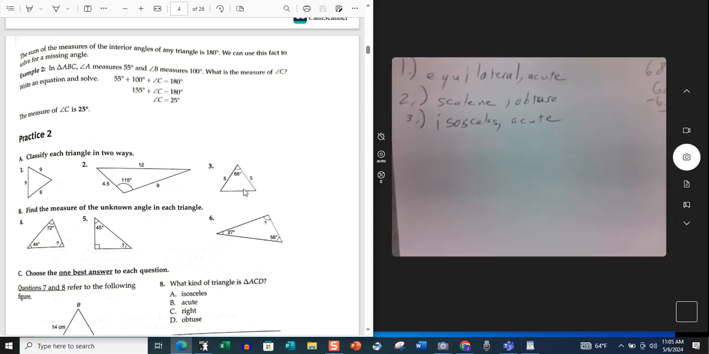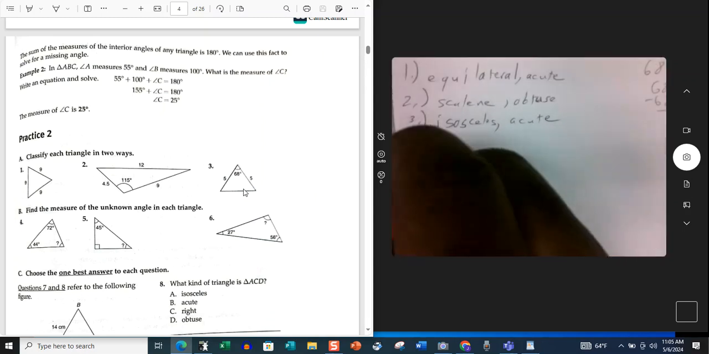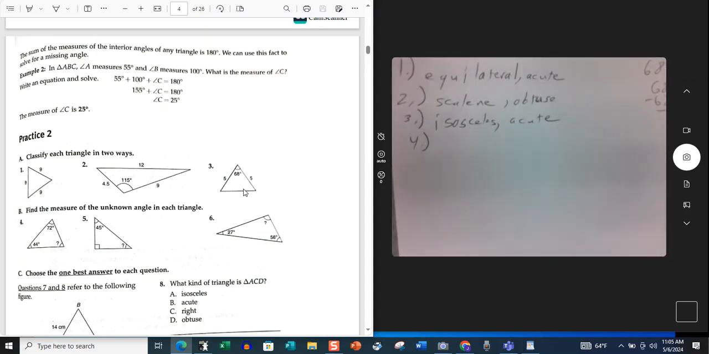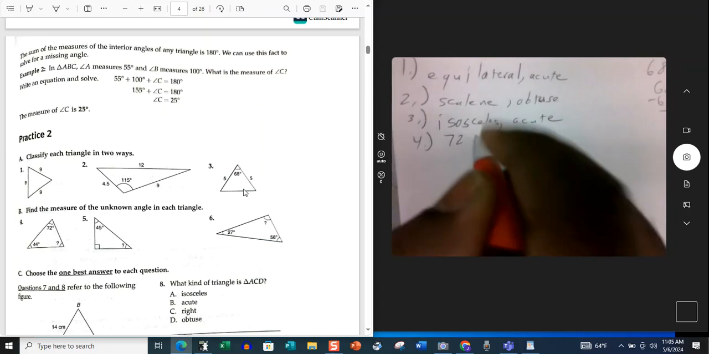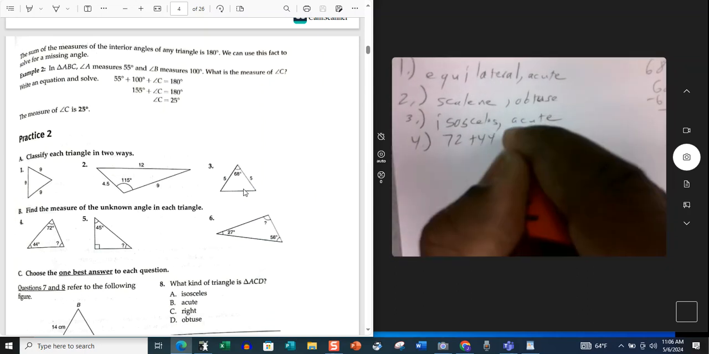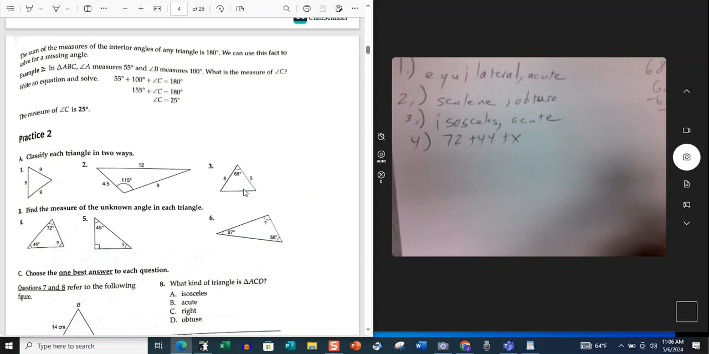Now, for number 4, it says here, find the measure of the unknown angle in each triangle. So remember, each triangle must equal 180. So we have 72, 44, and we can make the missing angle x, and that's supposed to equal 180.